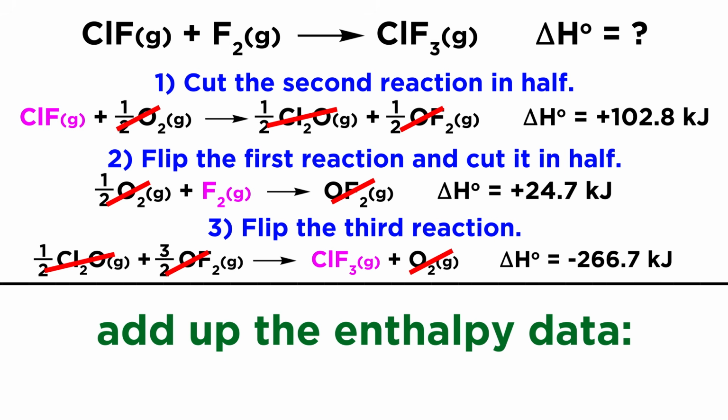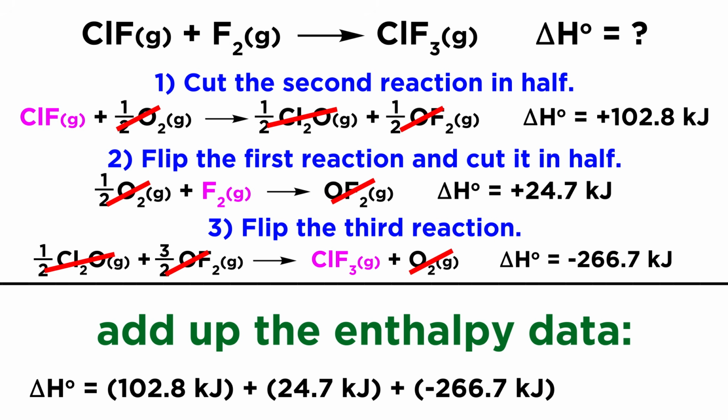So all we have to do is now add up the corresponding enthalpy data. And so for the first one, we've got 102.8. For the second one, we've got 24.7. And for the third one, we've got negative 266.7. So we put those in the calculator, add them up, and we end up with negative 139.2 kilojoules. That will be the delta H for the reaction in question.